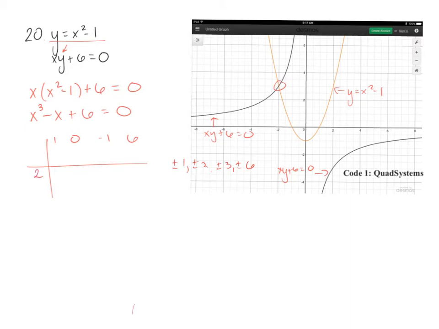So we try 2, we bring down the first term, multiply 2 times 1, that's 2, 0 plus 2 is 2, 2 times 2 is 4, negative 1 plus 4 is 3, 2 times 3 is 6, plus 6 is 12. That's not equal to 0, right? So that's not one of my solutions, so I'm going to go ahead and cross that out. And now let's try a different number.